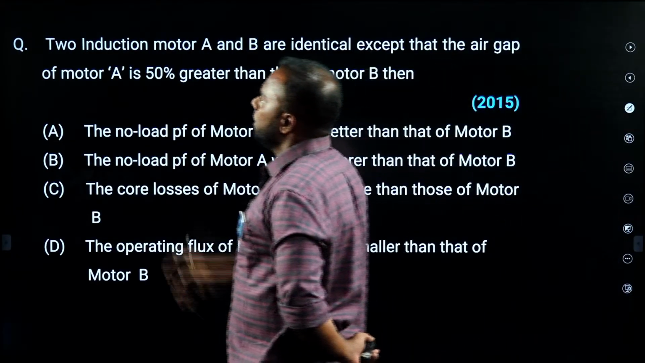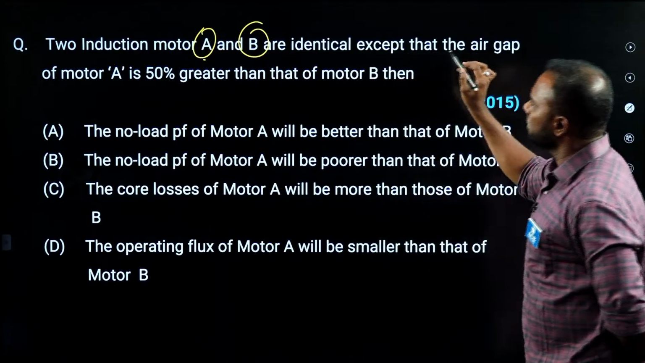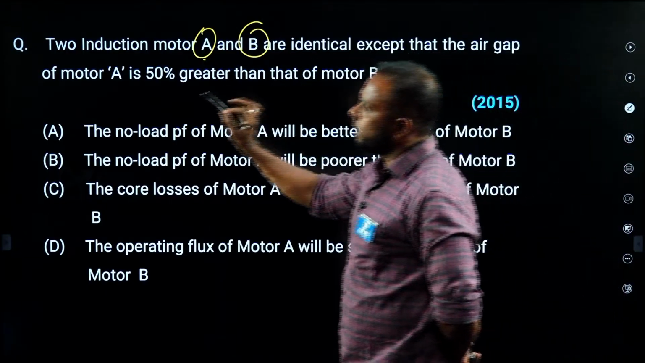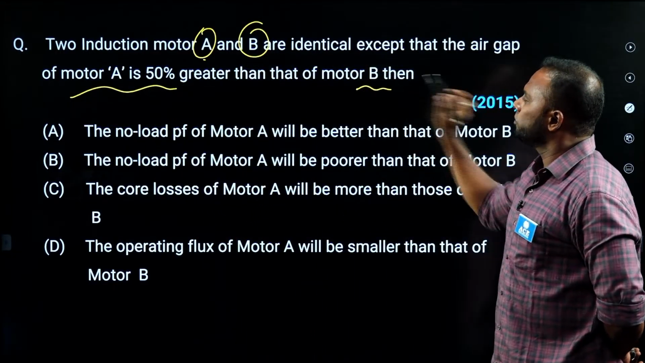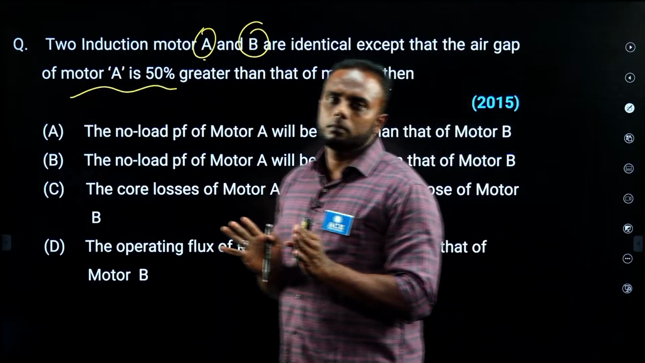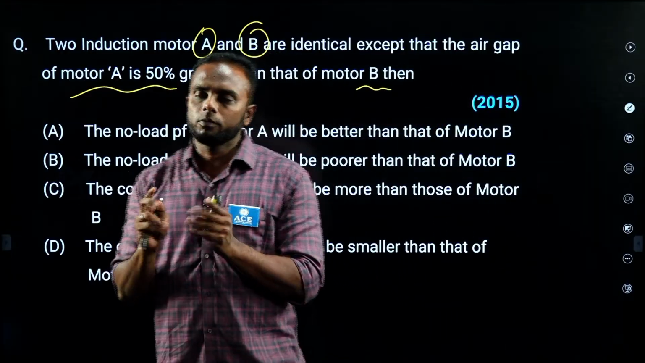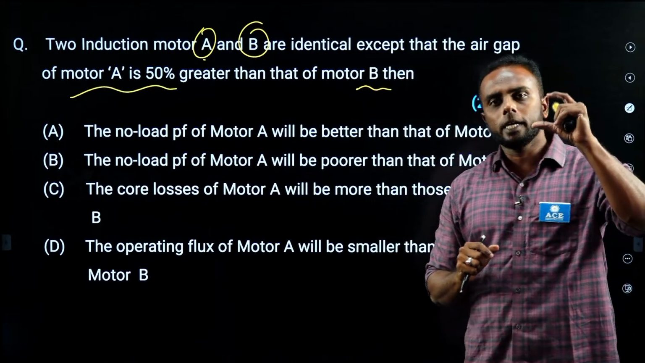Now see this. Two induction motors A and B are identical except that the air gap of motor A is 50% greater than that of B. So two motors are there, A and B. Motor A has an air gap 50% more than that of B. So the air gap of induction motor A is more.